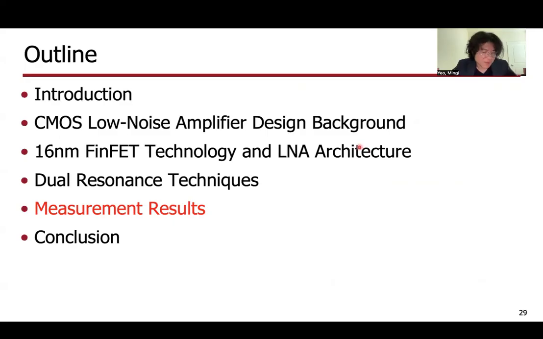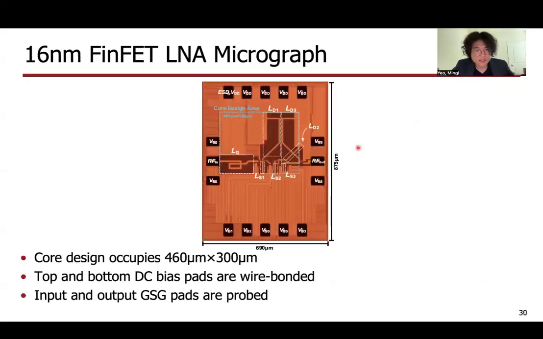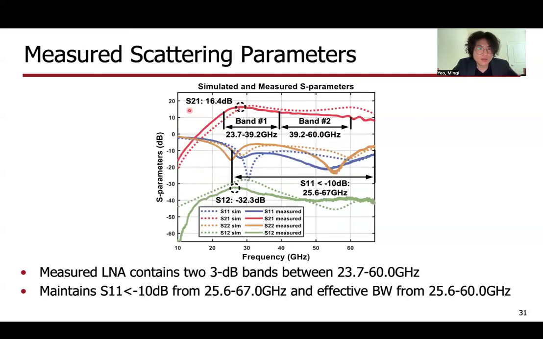Now, the measurement results will be shared and compared against the state-of-the-art designs. Here, in the picture above, we show the macrograph of our LNA. The core design area takes up 460 micrometers by 300 micrometers of space. To test this chip, the chip has been placed in a cavity on a PCB with the top and bottom DC bias pads wire bonded. The side input and output GSG pads have been probed. The S-parameters have been measured with a Rohde & Schwarz ZVA67 network analyzer.